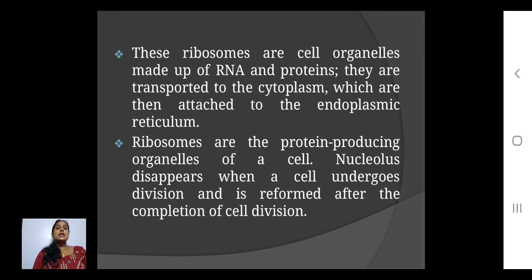These ribosomes are cell organelles made up of RNA and proteins. They are transported into the cytoplasm, where they are attached to the endoplasmic reticulum. Ribosomes are the protein producing organelles of the cell. The nucleolus disappears when a cell undergoes division, and it is reformed after the completion of cell division. So during ribosome synthesis, these cell organelles are made up of RNA and proteins. RNA is nothing but ribonucleic acid.